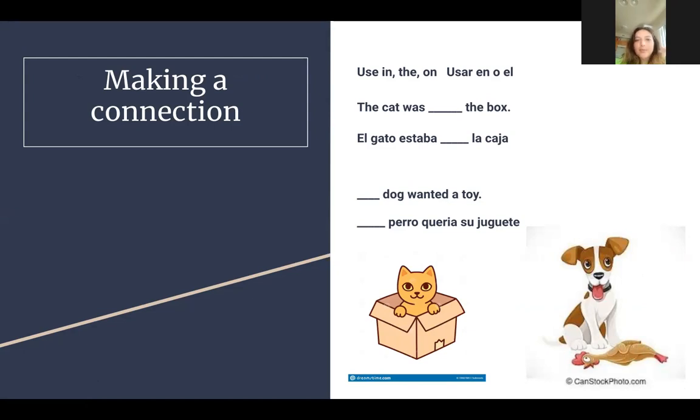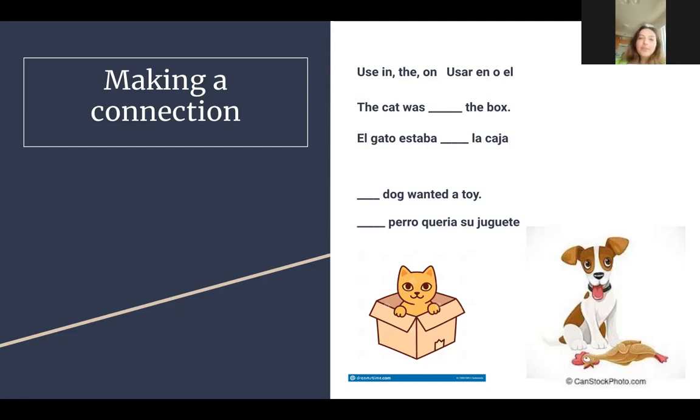So in this example, it says use in, the, or on. And then next to it has the Spanish translation, usar en. And then it has the sentence with the blank spot. So they're filling in the blank or the gap in the sentence with the word that is appropriate. When they do this, they can make a representation.